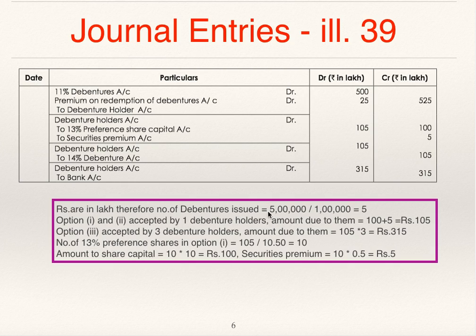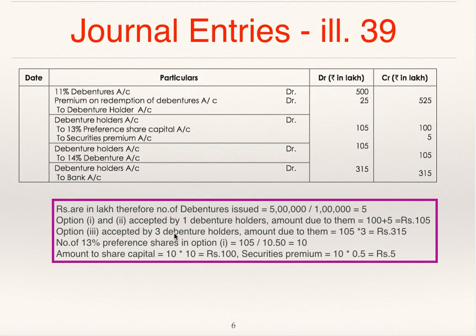Therefore, number of debentures issued is 5 lakh divided by 1 lakh, which is equal to 5. Option 1 and 2 are accepted by 1 lakh debenture holders. So we'll assume that for one debenture holder, the amount due to them is 100 plus 5, 105. Face value, it is redeemable at 5% premium, 100 plus 5. This is option first and second.